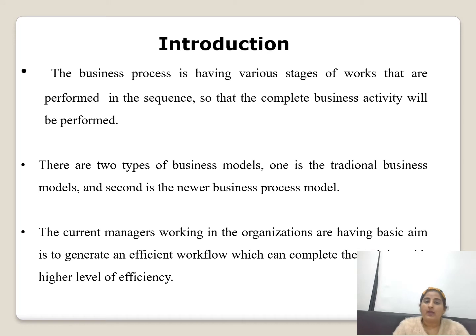Introduction. There are two types of business model. One is the traditional business model and the second is the newer business process model. The current business scenario is for a salon which provides services for customers. There are two types of customer. One category is existing customers and the second category is new customers. If the customer is a new customer, then the customer registration procedure will be run. Else, the old customer process will be initiated.